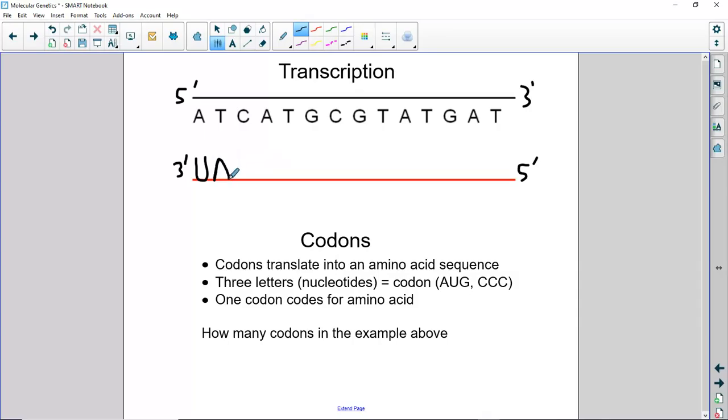Continue working this down. There's no difference with C and G. So complete this strand for a second before I do. All right, can I give you a second?